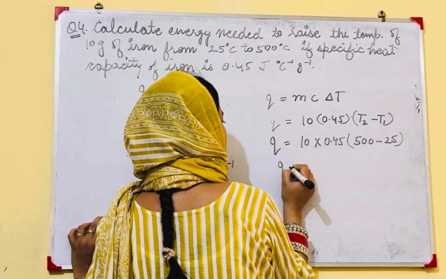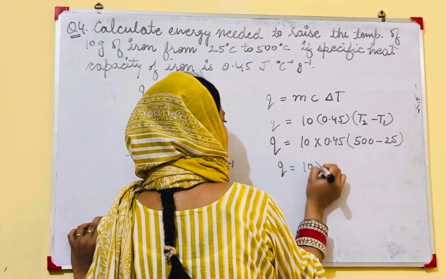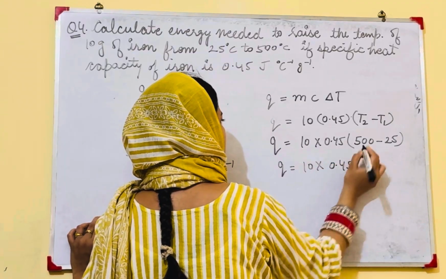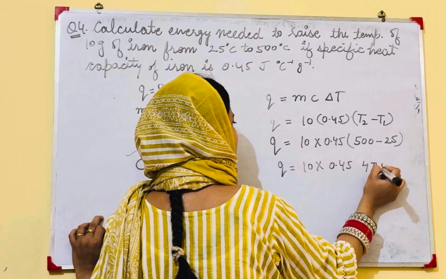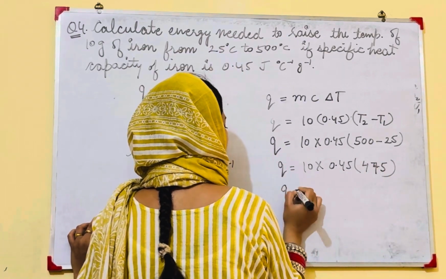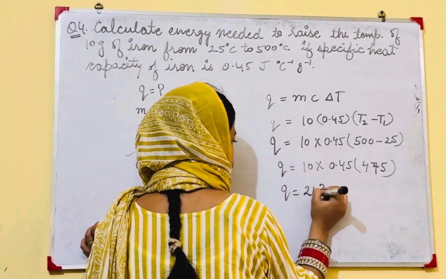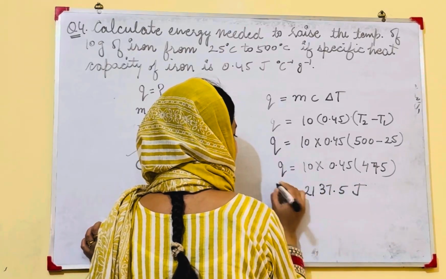Now on solving, 10 multiplied by 0.45, it will become 475. On solving, you will get this amount of energy is needed.